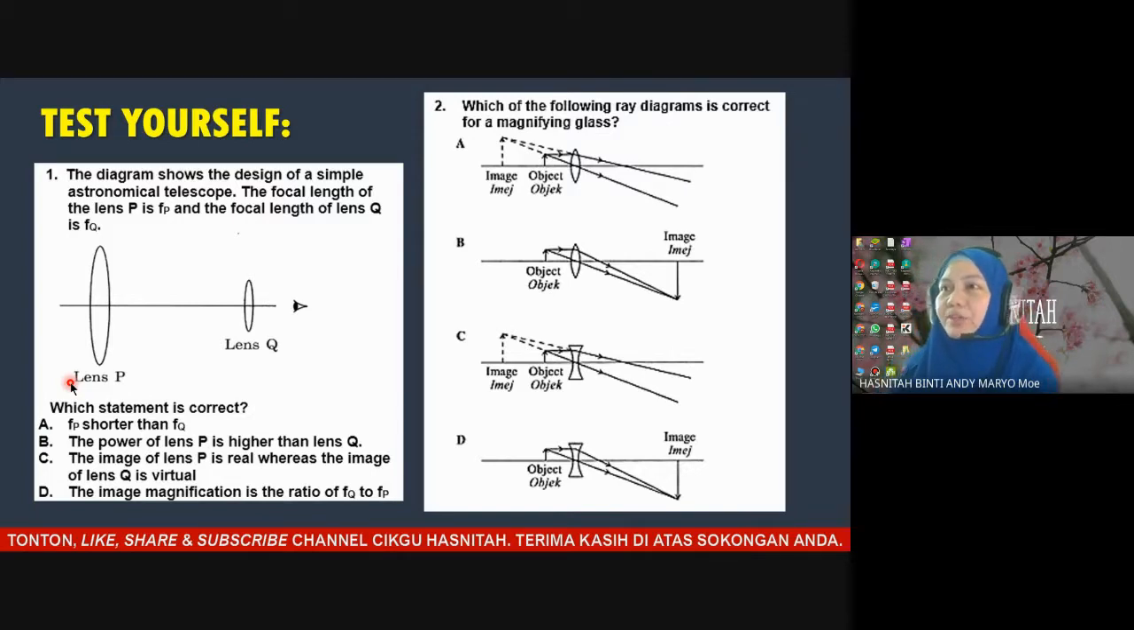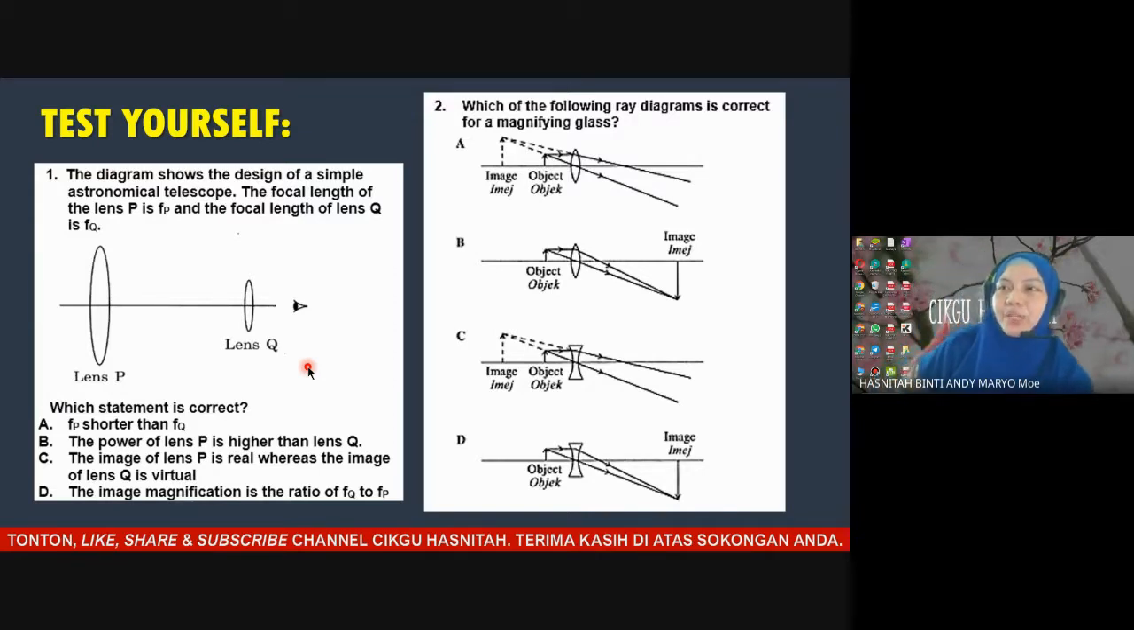Look at the first one. The given diagram shows a design of a simple astronomical telescope. The focal length of lens P is FP. So this is lens P, it has a focal length of FP. The focal length of lens Q is FQ. This is lens Q. Can you tell me which one is the eyepiece, which one is the objective lens?